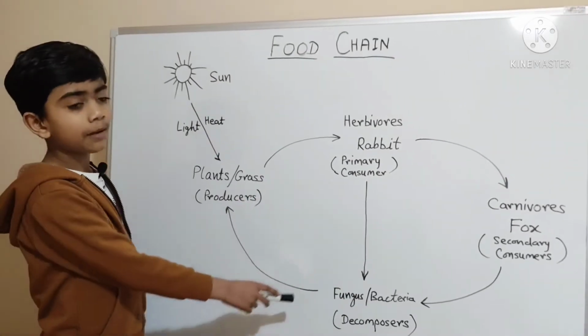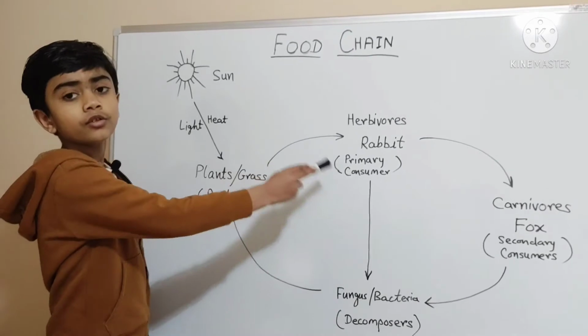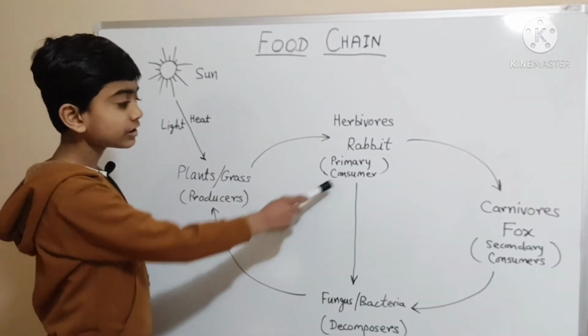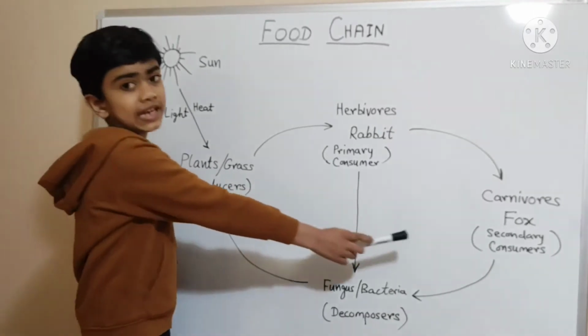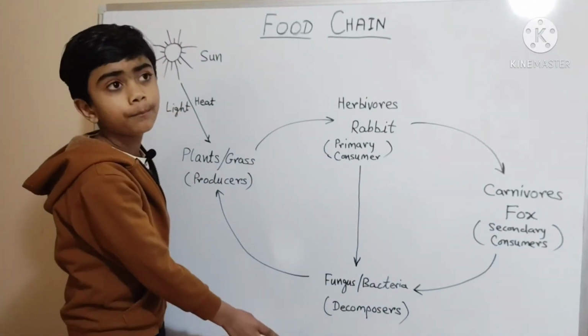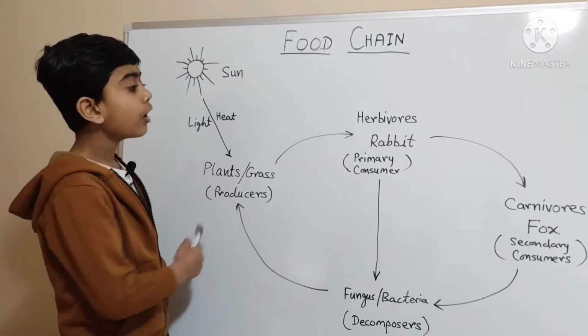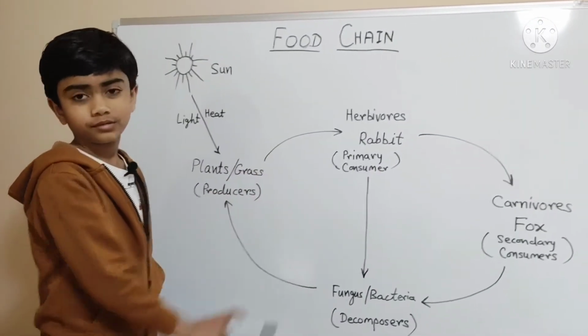This is the example of the shortest food chain. In this food chain we have producers, primary consumers, secondary consumers and decomposers. Now I am going to show you another example of a longer food chain.